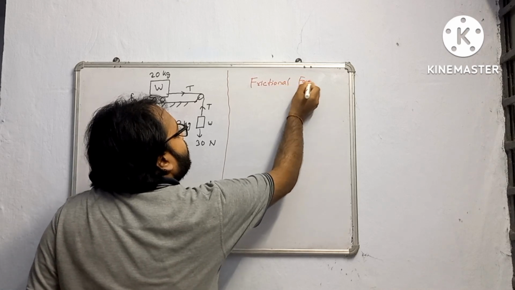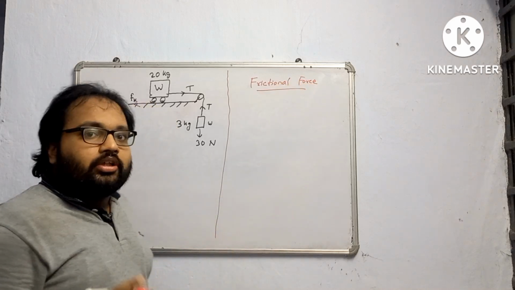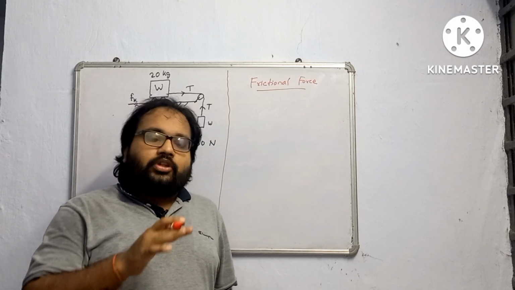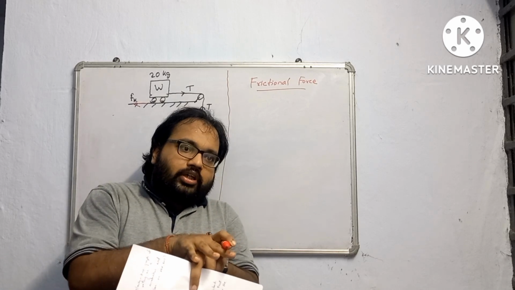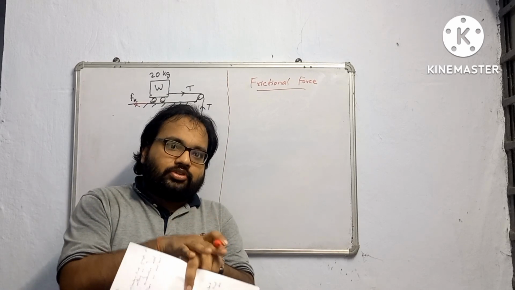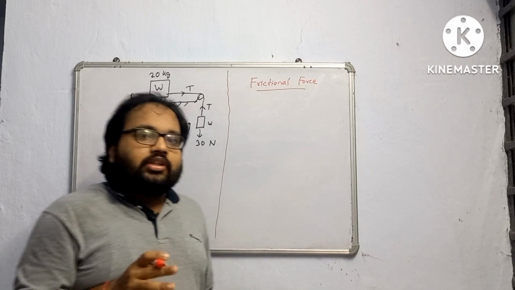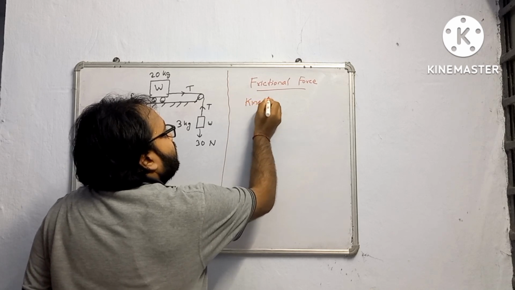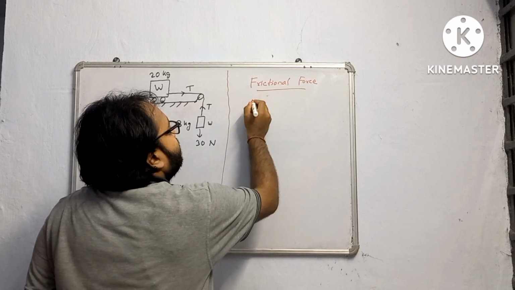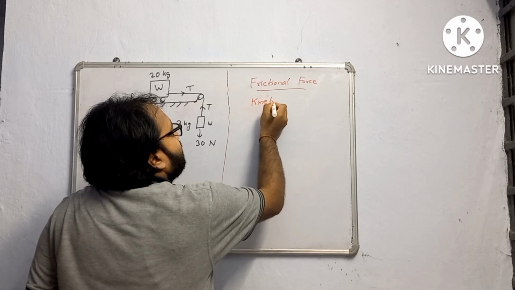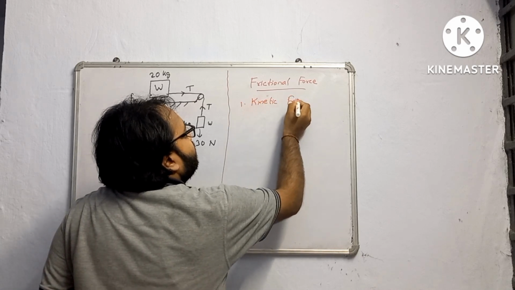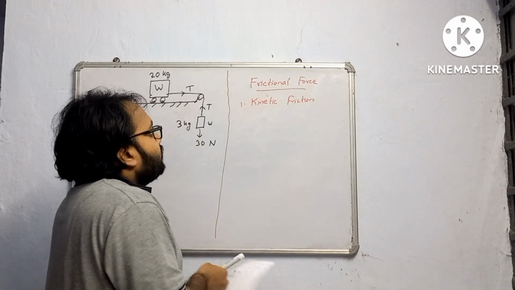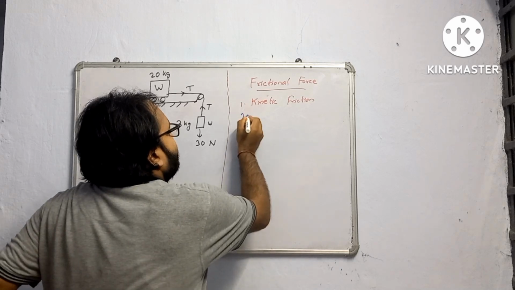Frictional force. Two types of friction are there: static friction and kinetic friction. Kinetic friction comes into action whenever a body slides or is in motion. Whenever a body is in motion over any other body, the friction in action is kinetic friction. So one is kinetic friction, and the other one is static friction.